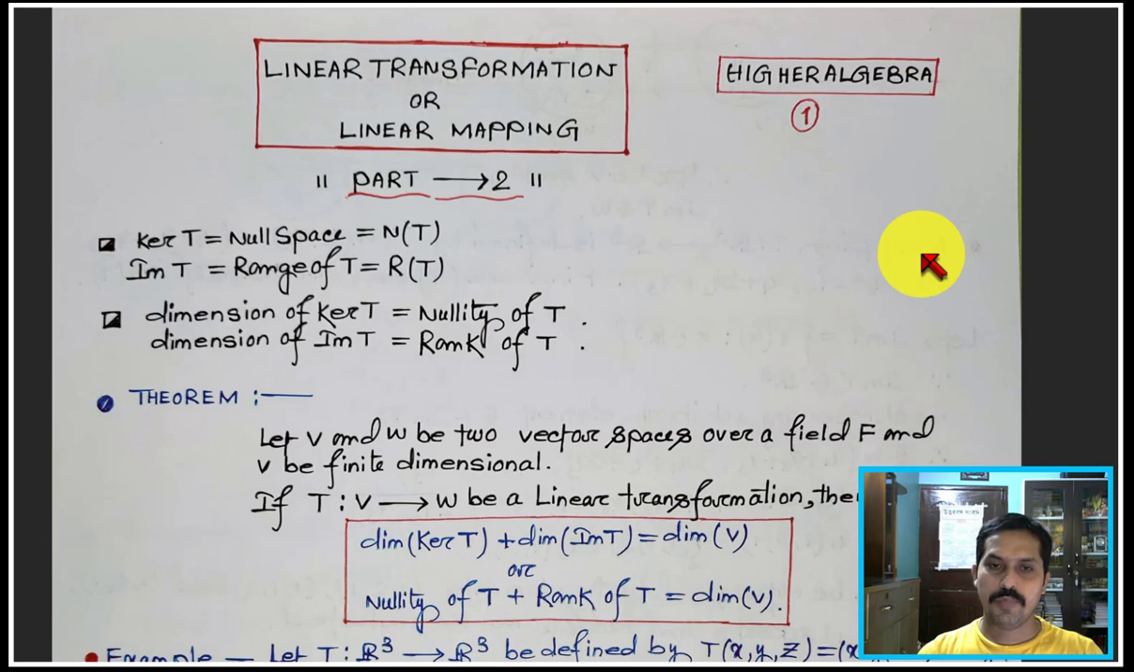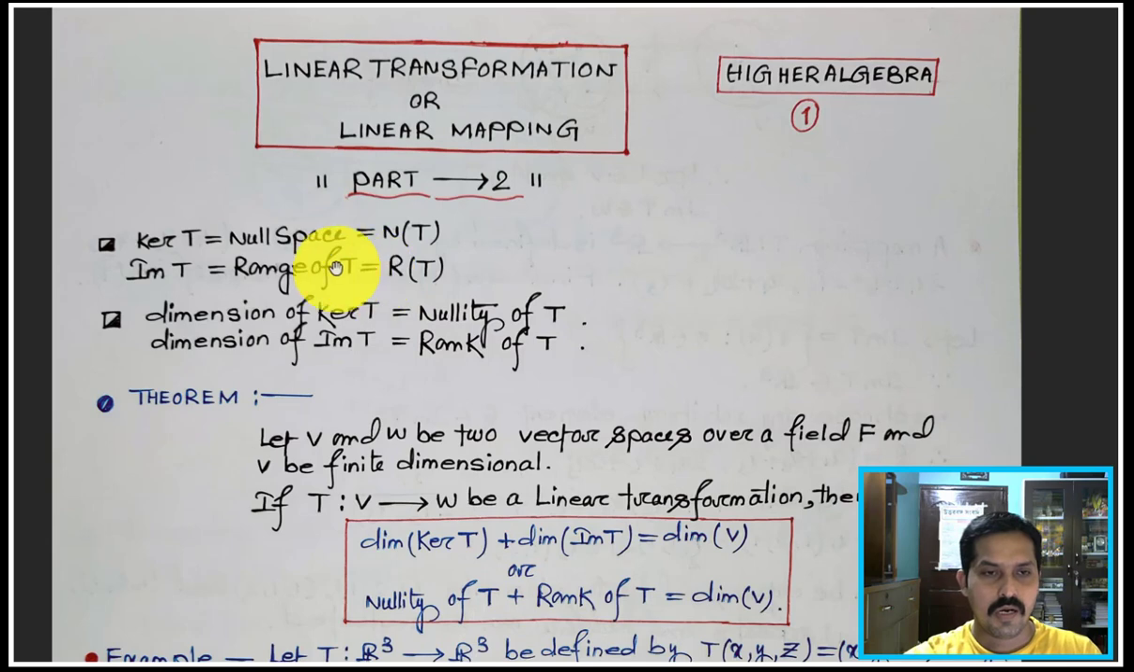And the main part of today's video is matrix representation of a linear mapping, which is quite interesting and very much important related to linear transformation or linear mapping.